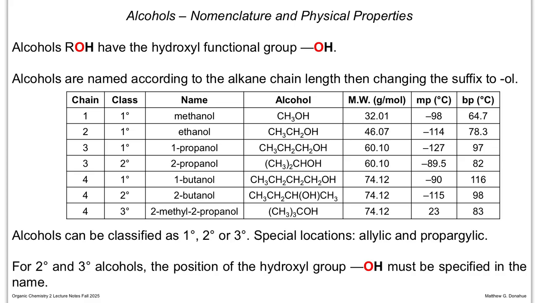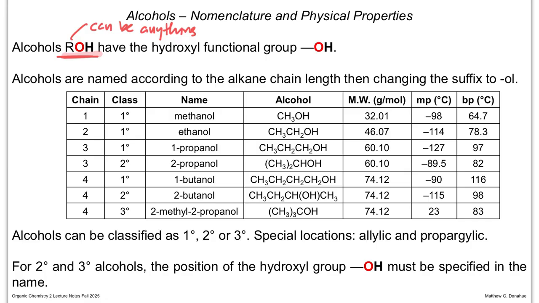So we'll start off with alcohols. The general abbreviation for an alcohol is ROH. R is just a placeholder for the rest of the molecule. And as we'll see on this slide, there are different classes of alcohols, primary, secondary, and tertiary, based on the carbon that the OH group is attached to.